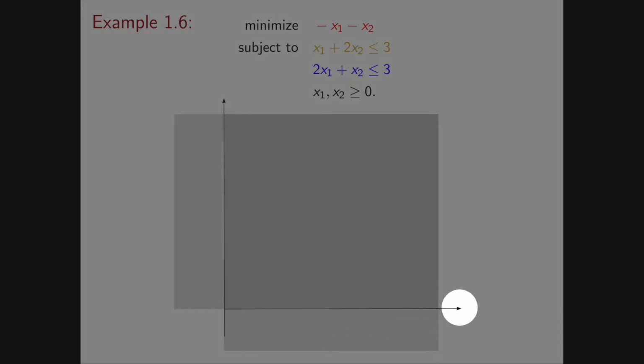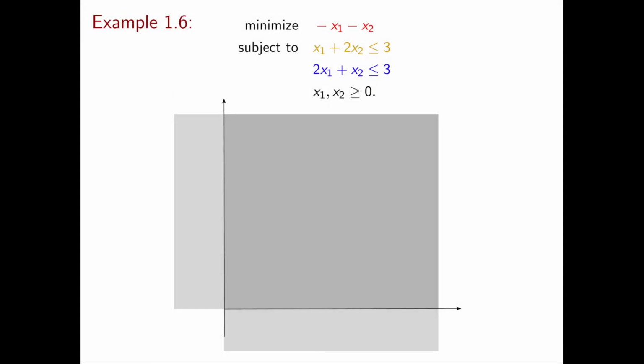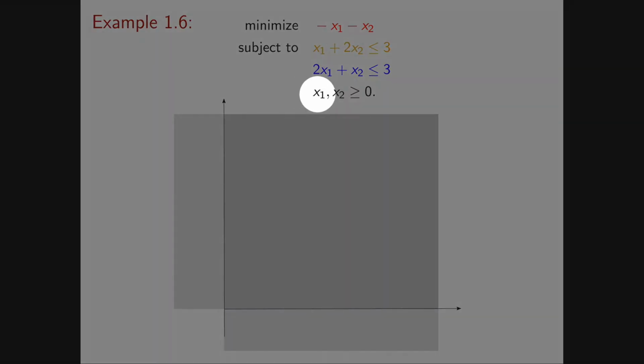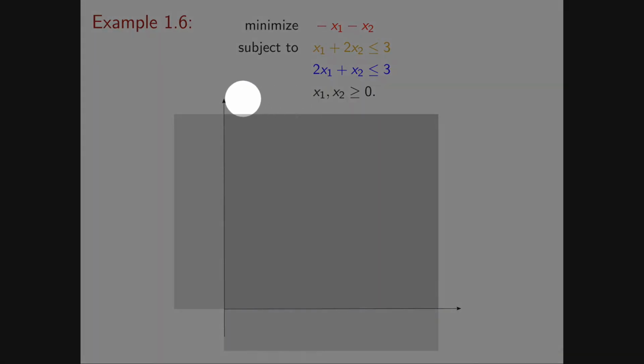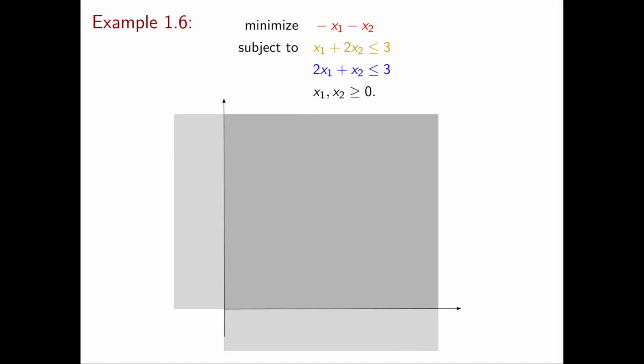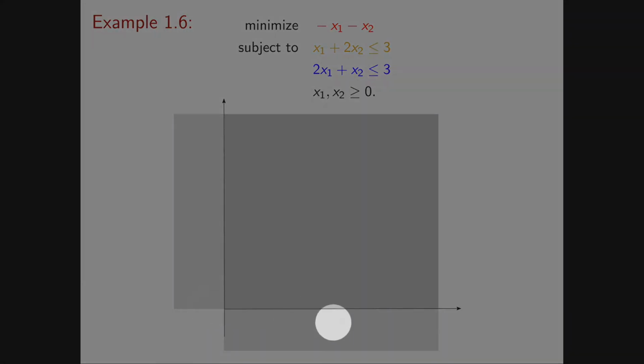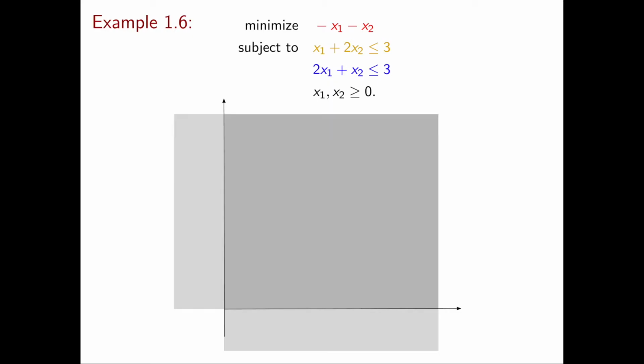The horizontal axis is always the x1 axis and the vertical the x2 axis. The non-negativity constraint x1 greater than or equal to 0 tells me that I must be on the right of this vertical line, because these are the values with x1 greater than or equal to 0. And vice versa, x2 greater than or equal to 0 tells me that my feasible region is above this horizontal line. Therefore, the two non-negativity constraints already tell me that my feasible region is contained in the non-negative orthant.